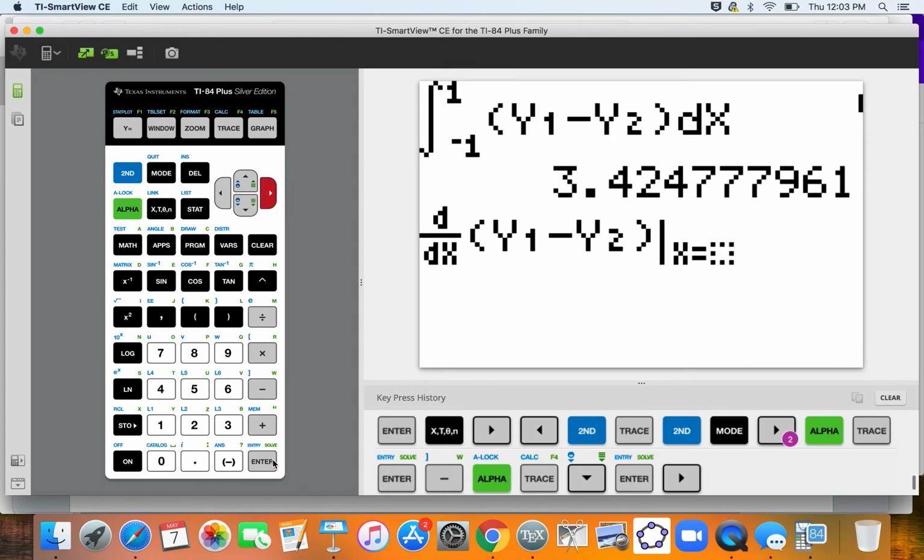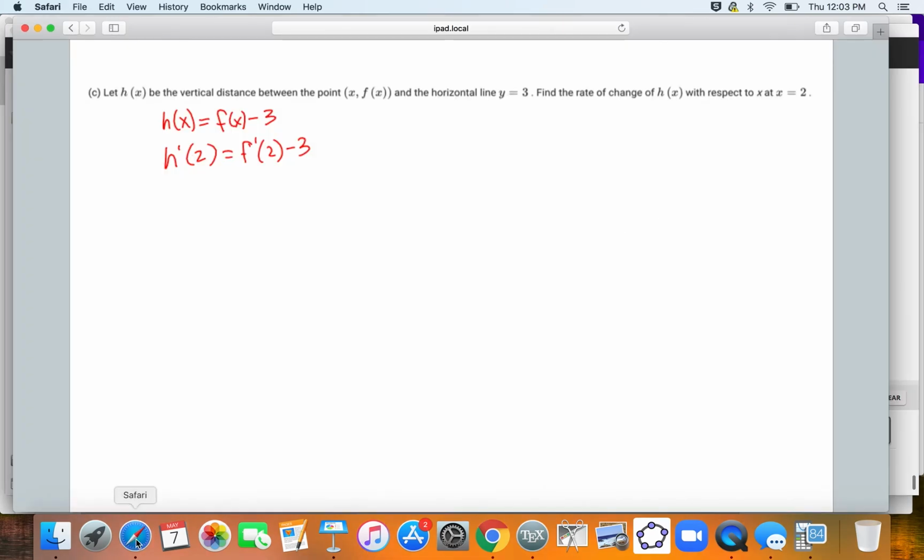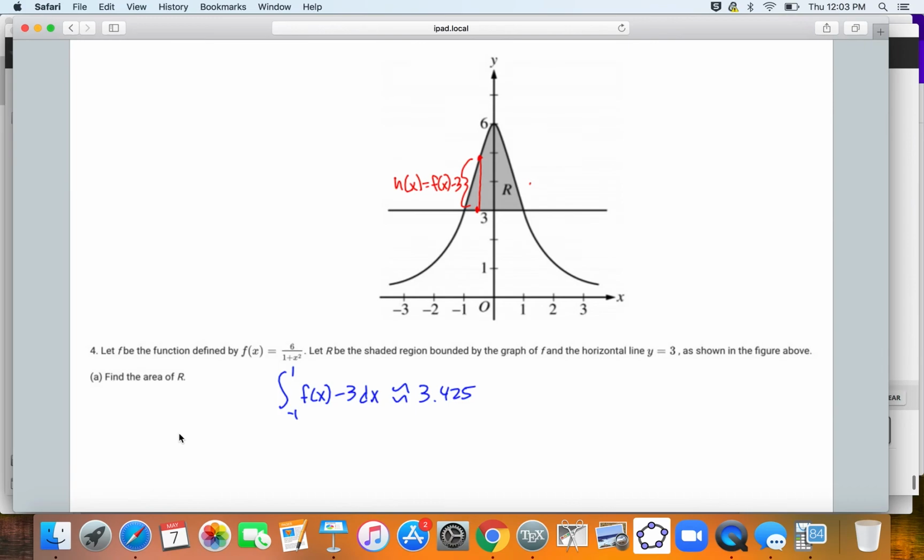And then we're just going to tell it to find that derivative at x equals 2, and that's our answer. So negative 0.96. All right, and so all that means is that the vertical distance is decreasing at x equals 2, which hopefully makes sense, right? Because if we're at x equals 2, we're right here. And as you can see, as we move to the right of that, that vertical distance begins to decrease.